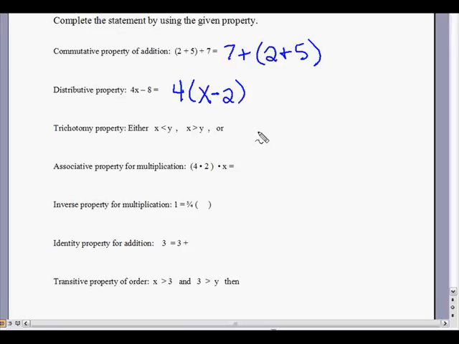The trichotomy. The trichotomy property says one of 3 things must be true. Either a number is less than another number, or that number is larger than another number, or those 2 numbers are equal.